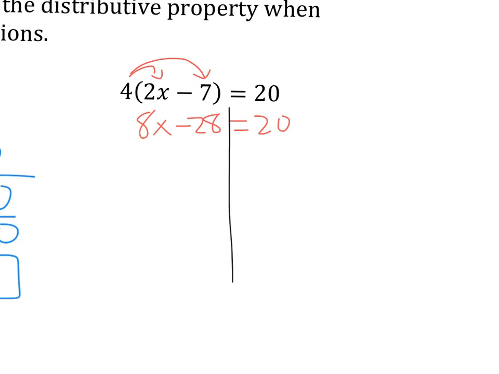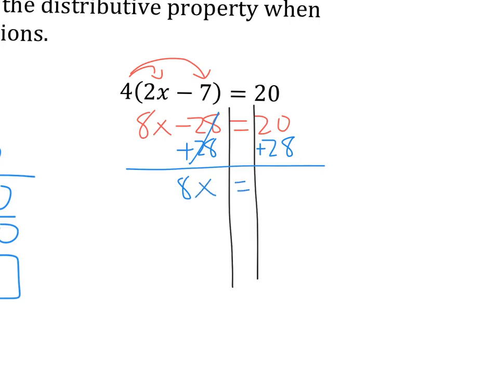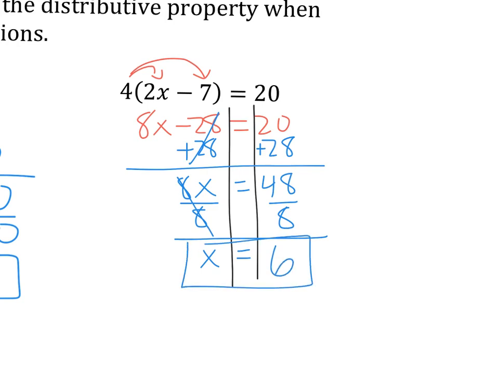Okay, now I can draw in my railroad tracks and solve it just like I would any other equation. So I'll start by adding 28 to both sides. To undo subtraction, we add. Okay, and then those cancel out, so we end up with 8x is equal to 20 plus 28 gives me 48. Okay, and then I have 8 times x, so to get rid of that 8 times x, we'll divide by 8 on both sides. 8 divided by 8 gives me 1, so I end up with x is equal to 48 divided by 8, which is 6.